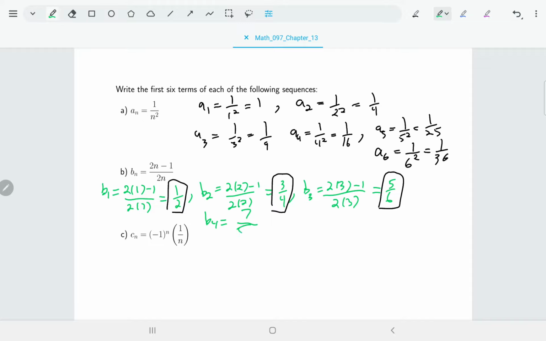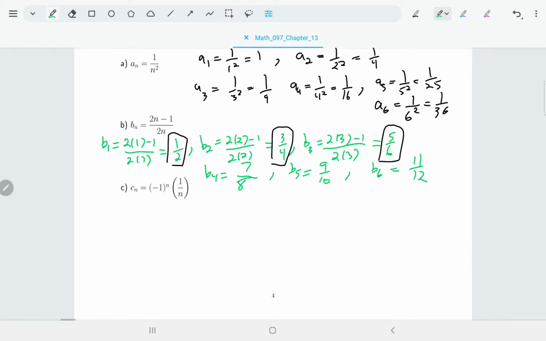7 over 8. b5 should be 9 over 10. And b6 should be 11 over 12. And of course, I can confirm that just by using the formula that I have for bn.